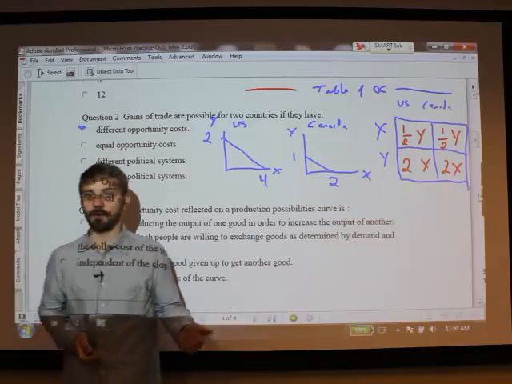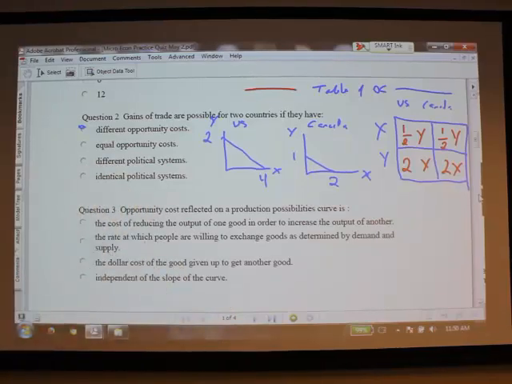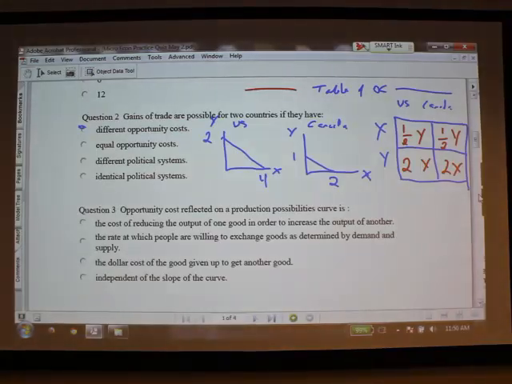So let me just give you one example of why they can't trade. Normally we would say, okay, the countries specialize in whatever they have a comparative advantage in. But since the opportunity costs are equal, neither has the comparative advantage in anything. But let's just say the US specializes in X and Canada specializes in Y. So they completely specialize. They only produce these goods. Now let's imagine they're going to trade. So let's say they're going to trade X for Y.